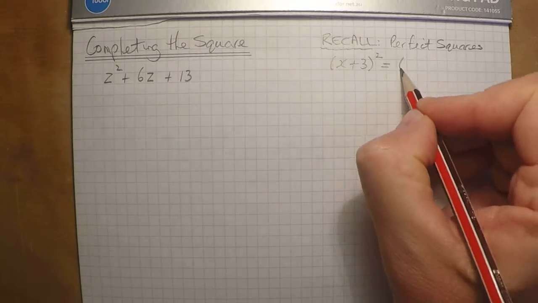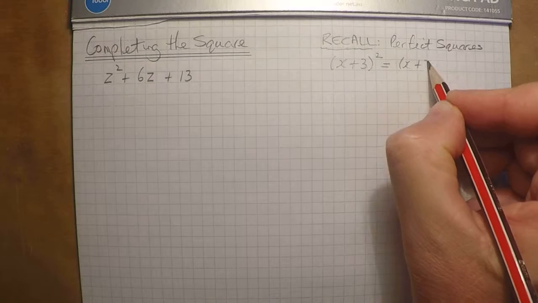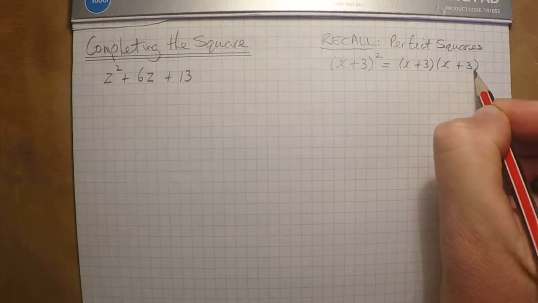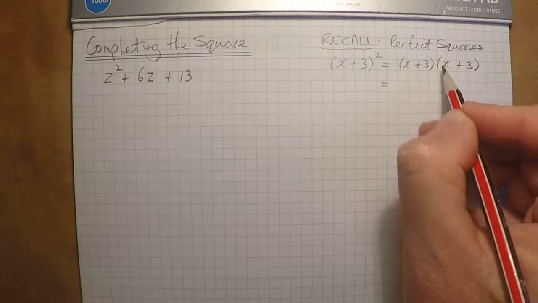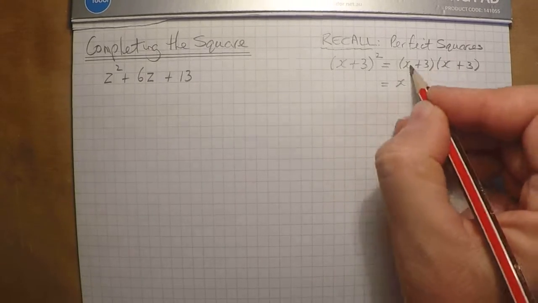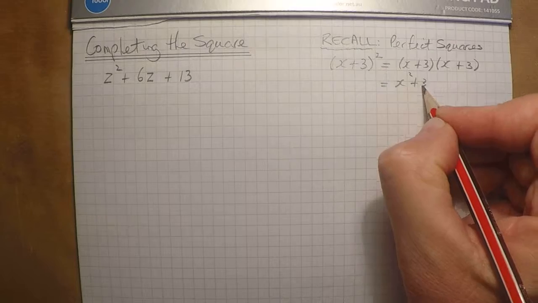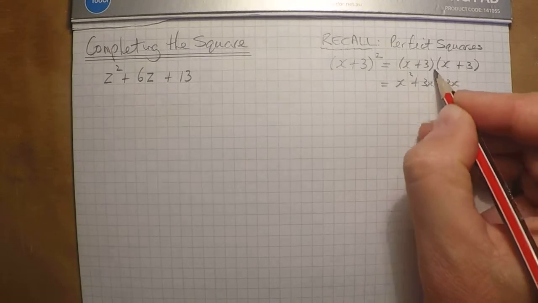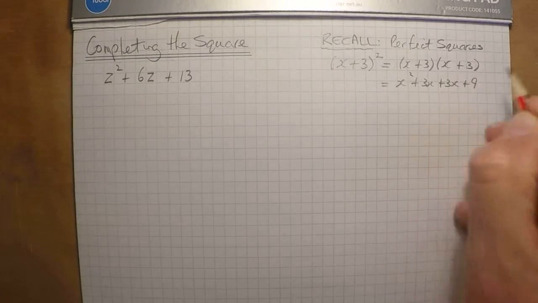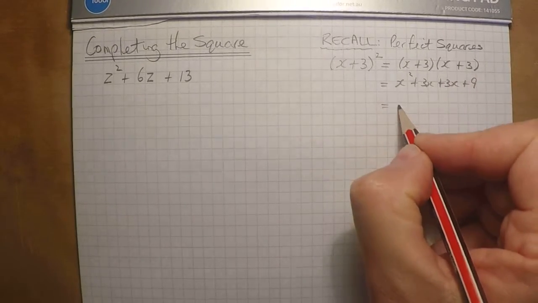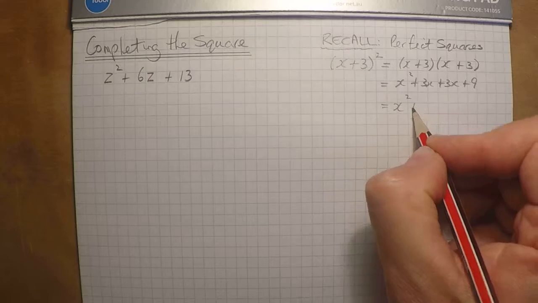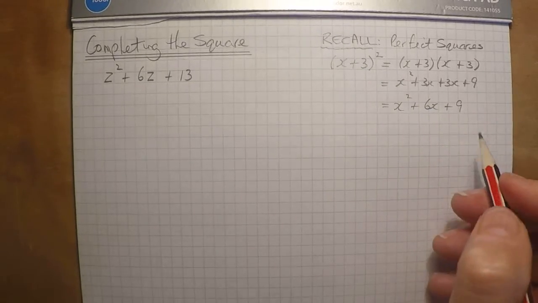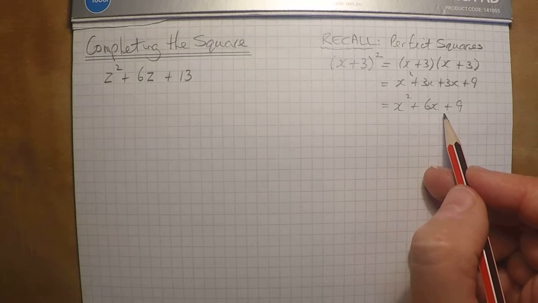So this would be x plus 3 multiplied by itself. Expanding these terms, we have x squared plus 3x plus another 3x plus 9. x squared plus 6x plus 9. So this is what we call a perfect square quadratic.